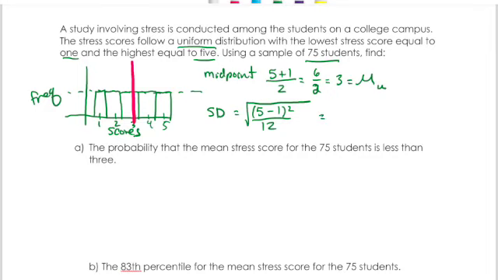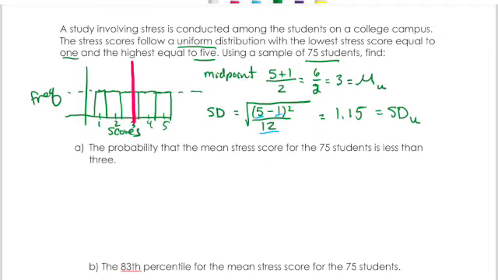This is part of the formula here. This will always be 12. This will be your maximum minus your minimum, and then you square it. And then once you divide by 12, the last step is to take the square root of all of it. Now when we do this, we get 1.15. So this is our standard deviation for the uniform distribution.